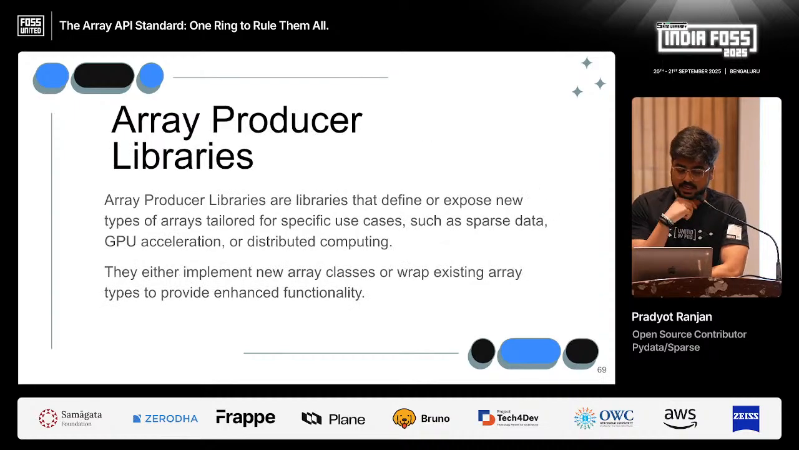So what exactly are the producer libraries? As the name suggests, they introduce a new kind of array to the ecosystem, which is tailored for a specific use case. It might be based upon already existing ones, but ultimately it gives us a new array. So NumPy is part of the producer library ecosystem.